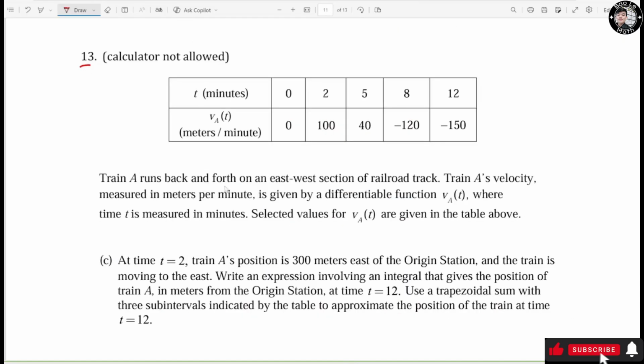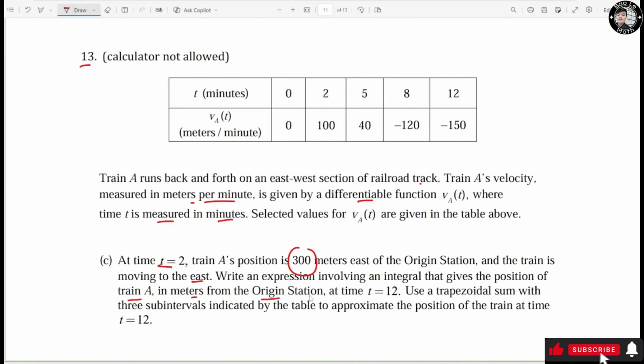Train A runs back and forth on an east-west section of railroad track. Train A's velocity is measured in meters per minute and is given by a differentiable function v_A of t, where time t is measured in minutes. Selected values for v_A of t are given in the table above. At time t equals 2, train A's position is 300 meters east of the origin station, and the train is moving to the east.